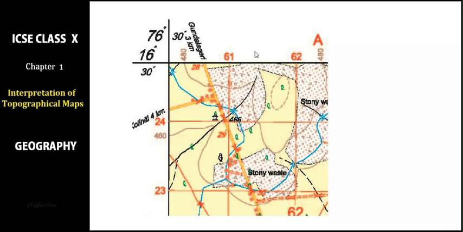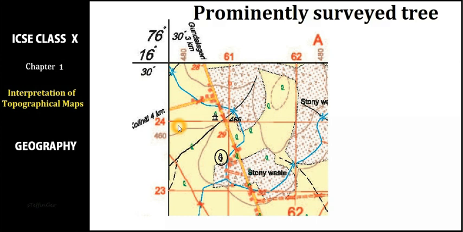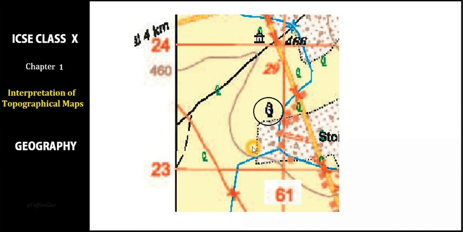We have another example from a topo sheet. Here in this topo sheet you can see the northings 24, 23, and eastings 60, 62, and the previous one is 60. And there is a small feature, called a prominently surveyed tree. Now what is the 6-figure grid reference of this particular feature? To find this out, first we write the 4-figure reference.